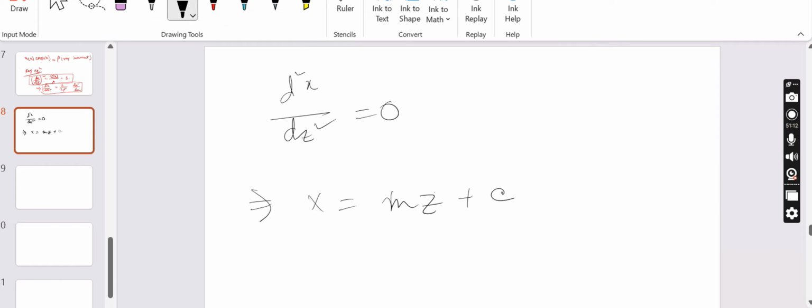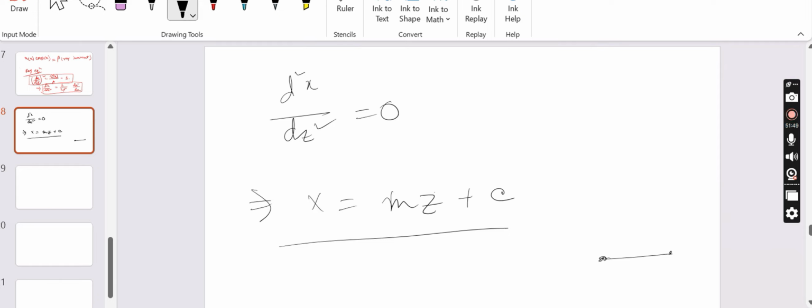mz plus c. So from this, the ray equation depends on Fermat's principle, basically depends on Snell's law, and Snell's law came from Fermat's principle. And from this ray equation we get to see that in a homogeneous medium they will follow a straight line. And we also know that the shortest path between 2 points is basically a straight line.